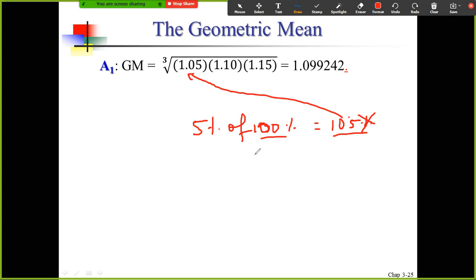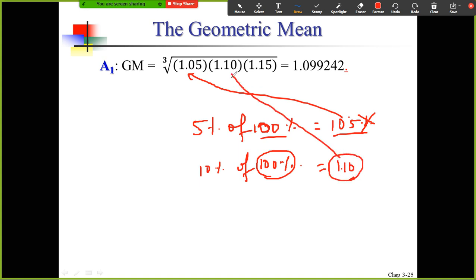Okay. Next, year 2, 10%. 10% of what? 10% of next year's salary. Okay, 100%, this is next year's salary, not this year. That's why the total will be 1.10. And in the next 3 years your salary will increase by 15%. That's why the total is 1.15. So you can ask, what is 1 here?